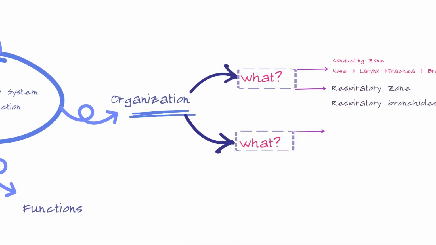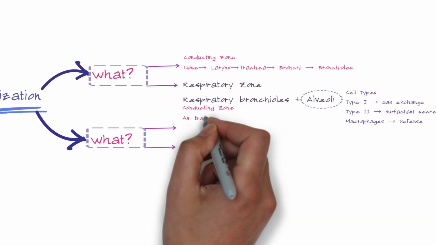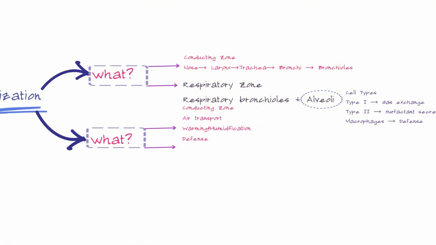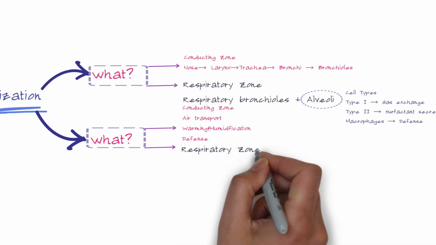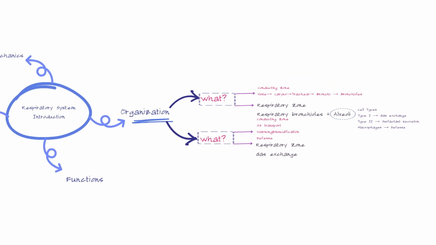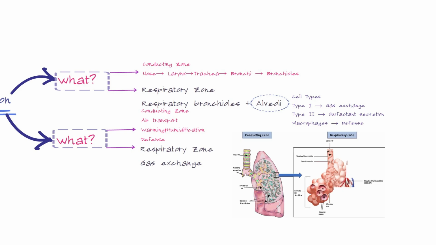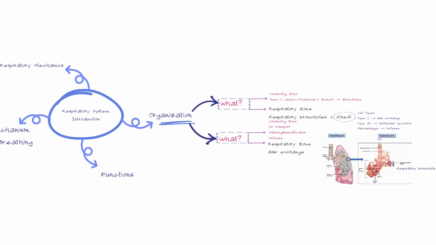Remember that the alveoli have three types of cells: type 1 for gas exchange, type 2 for surfactant, and macrophages. So the conductive zone conducts the air, warms and humidifies it, as well as defense, from the nose to the bronchioles. The respiratory zone is only for gas exchange, and it is the respiratory bronchioles and alveoli.